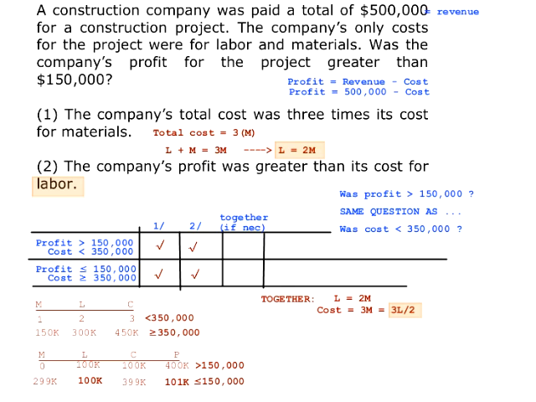So the profit is greater than the cost of labor. That means 500,000 minus cost is greater than labor. So 500,000 minus that is greater than L. That means that 500,000 is greater than 5L over 2. Double that first, and then divide by 5. So yeah, labor cost less than 200,000.